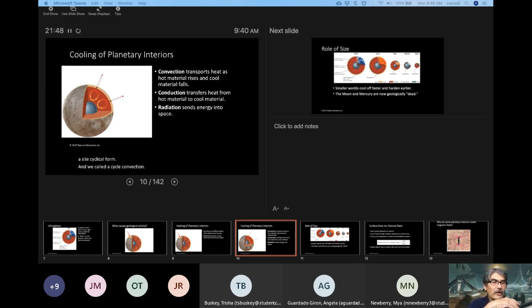So warm material comes up from the interior, cool material goes down further, deeper into the mantle, and thus it gets reheated. So it's actually a circulation, if you want to call it anything, it's a circulation of hot and cold material.